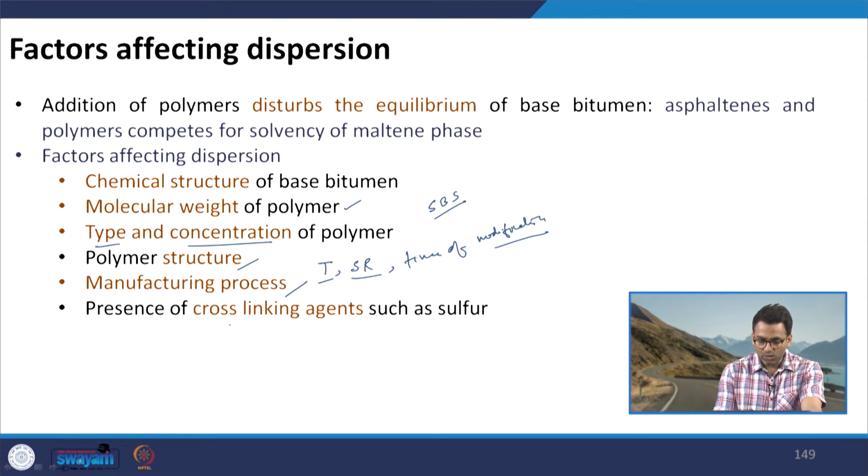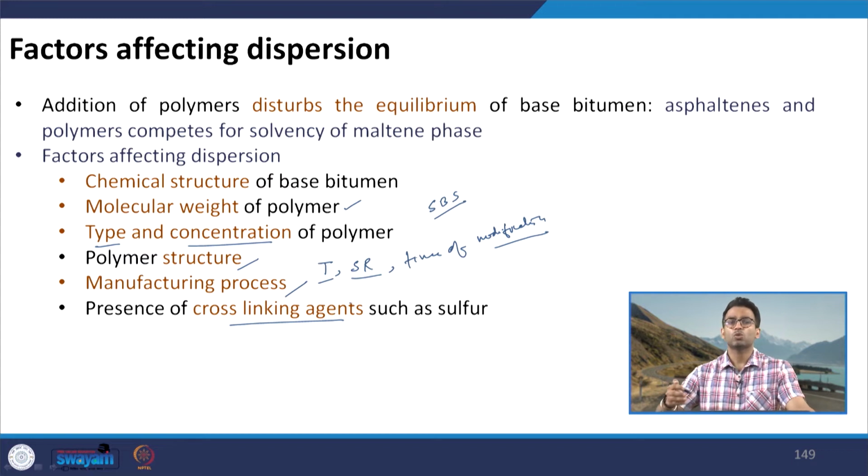Then comes the presence of cross linking agents. As I said, it is a form of compatibilizer which helps in making a connection between bitumen and the polymer. As I said, these two have different densities, so they do not like each other ideally, and this is a physical interaction. So, it is difficult to keep them together in a dispersed state. What cross linking agents do, I can give you an example of sulfur, which is a very popular cross linking agent, especially in elastomeric modification.